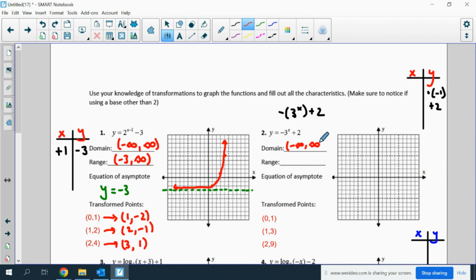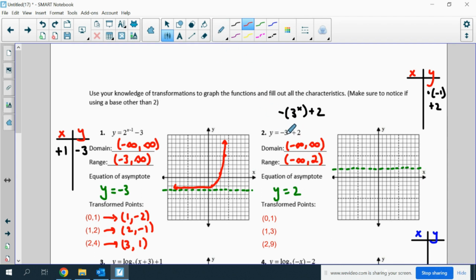So once again, the domain is -infinity to infinity. I'll figure out the equation of the asymptote. So normally it's at 0. I'm going to multiply it by -1. 0 times -1 is still 0. Then I add 2. Now since this is a vertical reflection, my graph is going to be going down in some way. So we'll talk about that as we move along. The equation of the asymptote is y equals 2. And since the graph is going down, my range will actually be -infinity to 2.